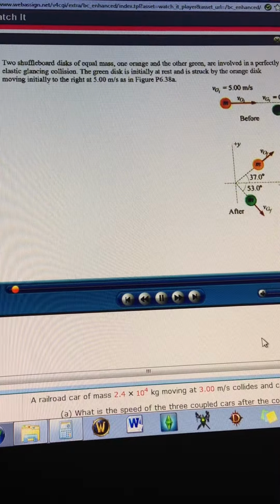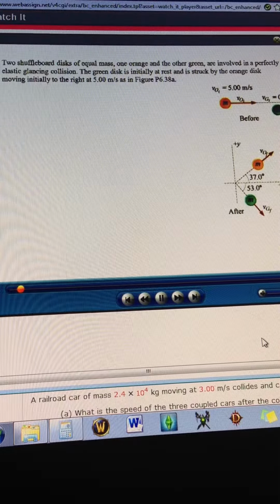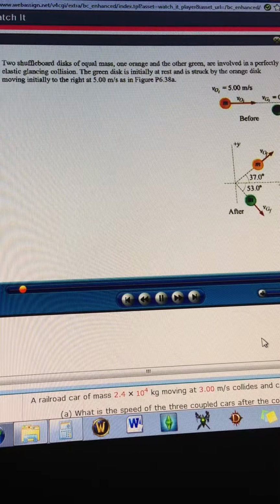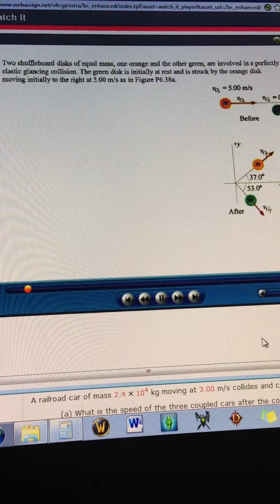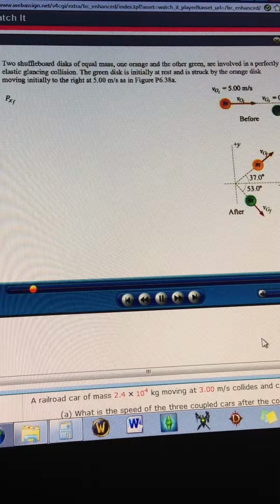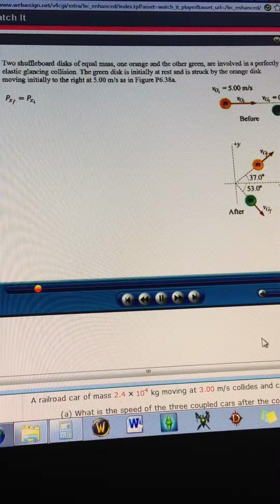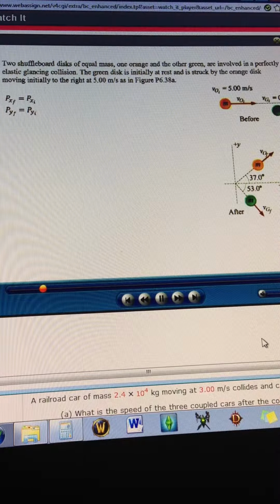This problem involves conservation of momentum in two dimensions. The diagram on the right shows the situation just before and just after the collision. The law of conservation of momentum applies separately to the x and y directions. We write these as the final momentum in the x direction is equal to the initial momentum in the x direction, and the final momentum in the y direction is equal to the initial momentum in the y direction.